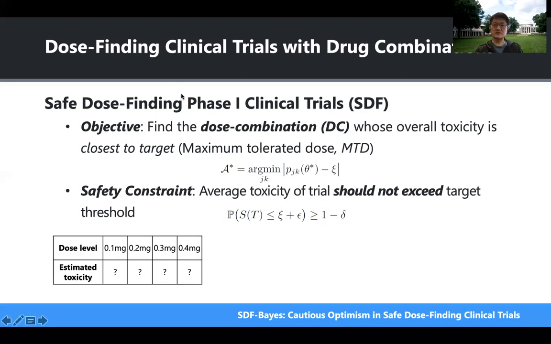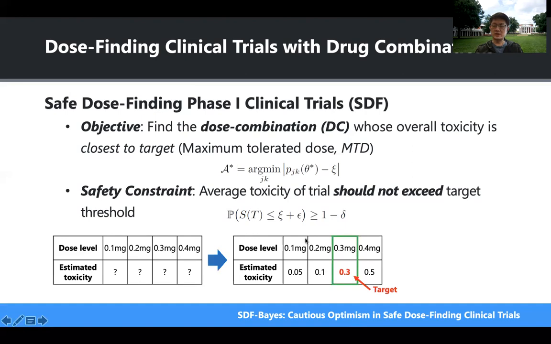Let me explain this trial using a simple example of just one drug with 4 dose levels. Here, we do not know the toxicity level of each individual dose. Our goal is to find out which one of these 4 doses has a true toxicity level that is closest to our target, let's say 0.35. If we know the underlying ground truths like this, then we know that dose level number 3 is our MTD because 0.3 is the closest to the threshold of 0.35 among all these 4 dose levels.